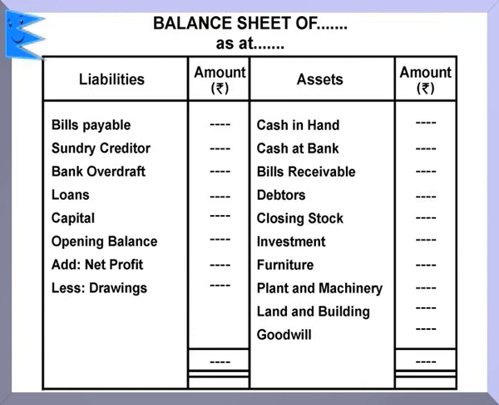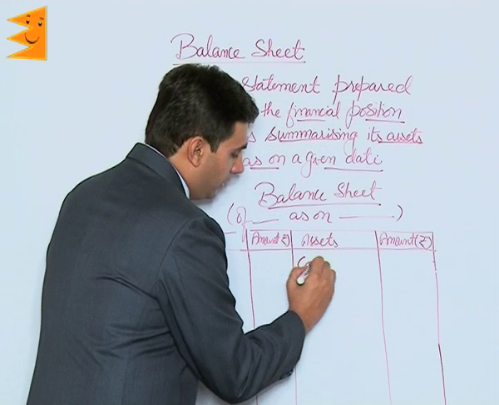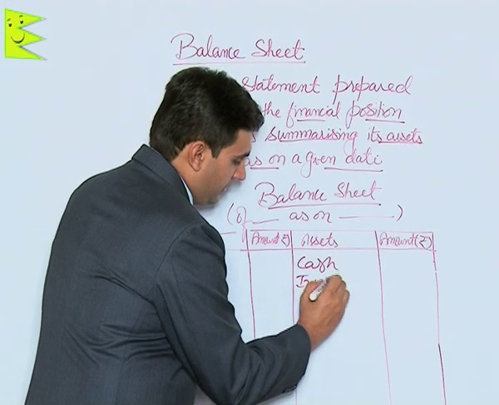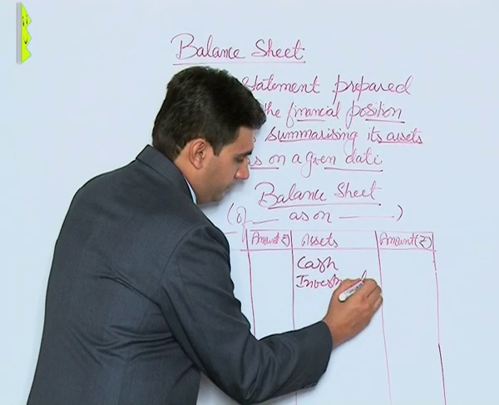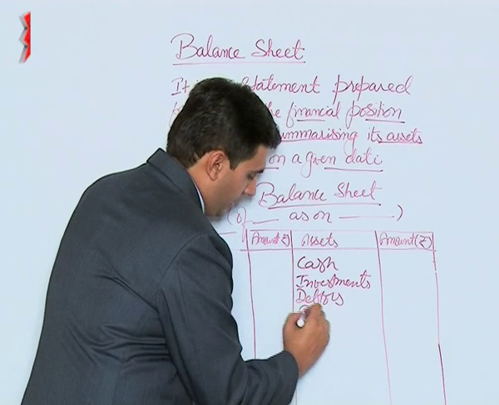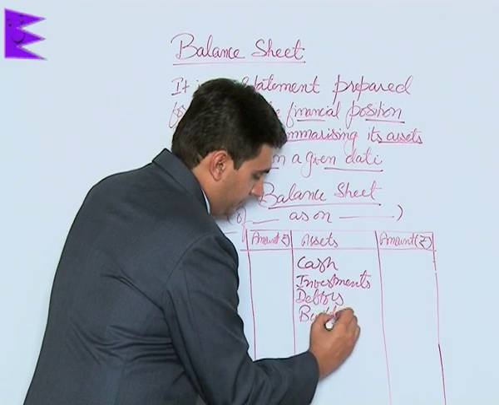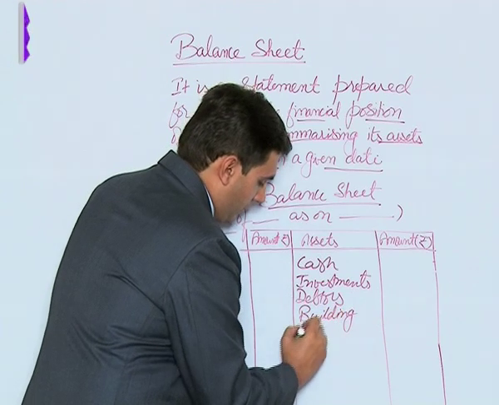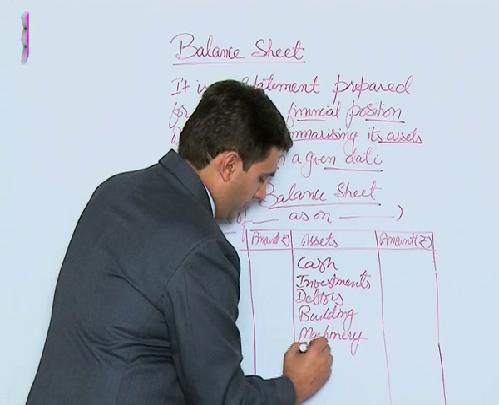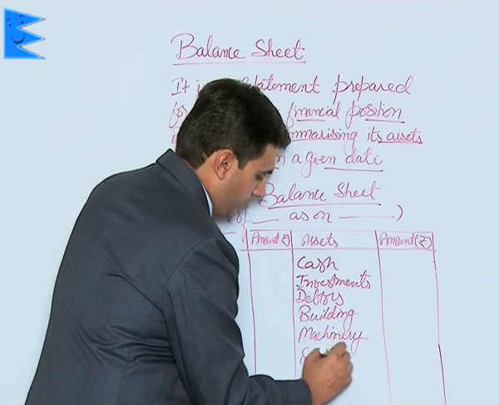and the credit balances are shown on the liability side. So just to illustrate, assets can include cash, investments, debtors, building, machinery, stock, and so on.